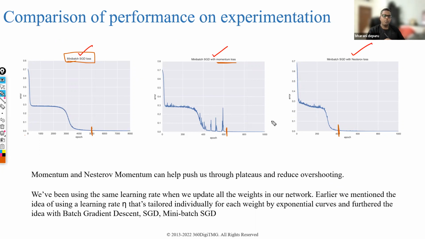Now, in both momentum and Nesterov Momentum, there is an eta value, a learning rate value, that has to be chosen. But the same learning rate value is used to update all weights.